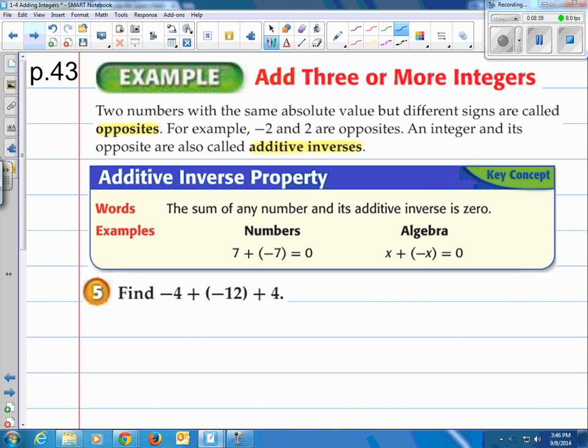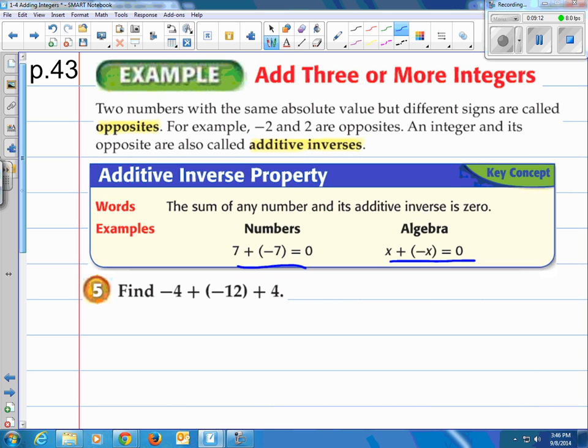What if there's 3 or more? Well, let me read you a few things here. It says two numbers with the same absolute value but different signs are called opposites. I believe we discussed that in class. For example, negative 2 and 2 are opposites. An integer and its opposite are also called additive inverses. If they add up to equal 0, additive inverses. So the sum of any number and its additive inverse is 0. And you can see their examples. Again, some simple things that we talked about in class.